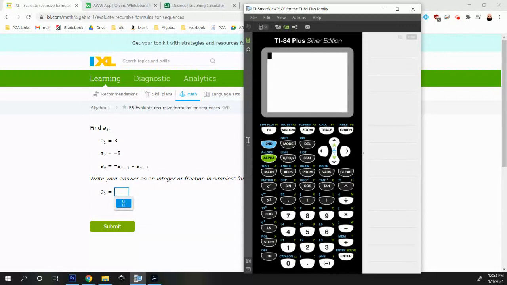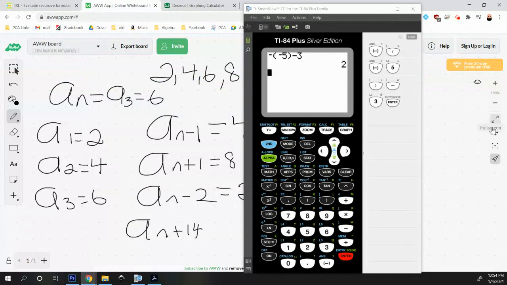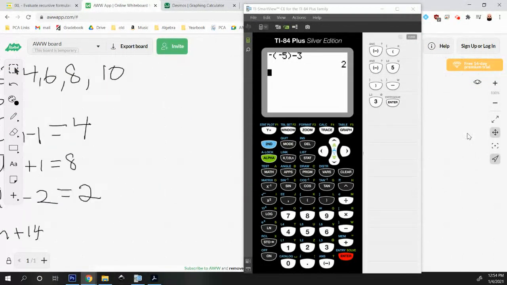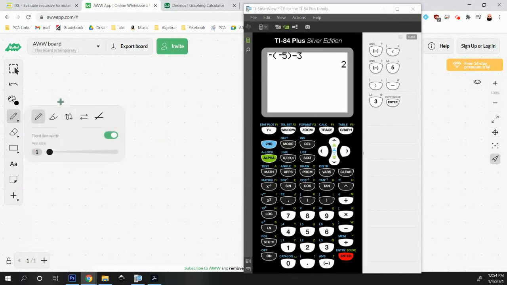So we're going to find A3. It says take negative the term before it, which is going to be -5, minus the term before that, which is going to be 3. All right, so A3 would be 2. I'm going to write that down just to make sure I don't lose it. All right, so A3 in our problem is going to be a 2.